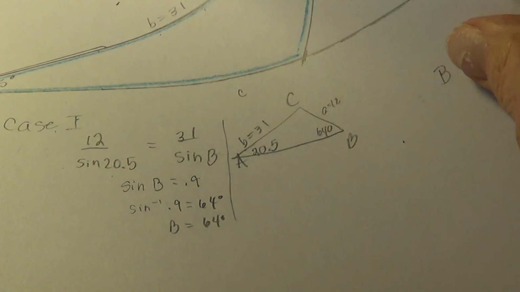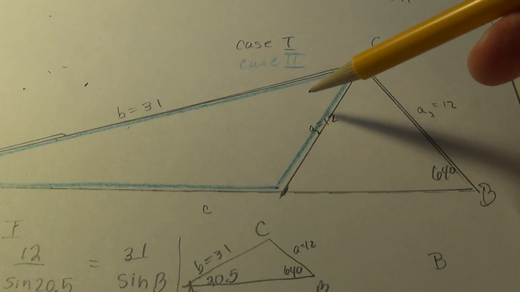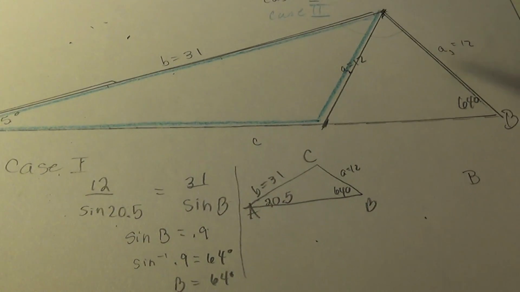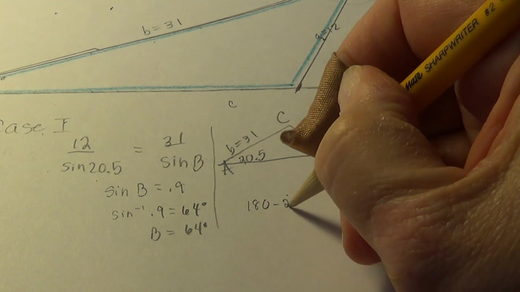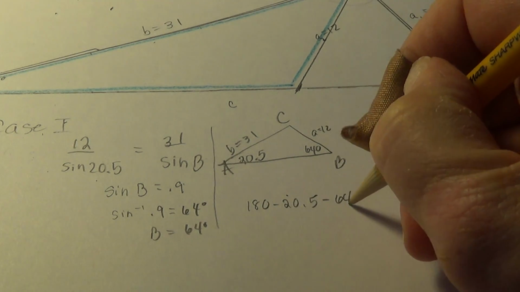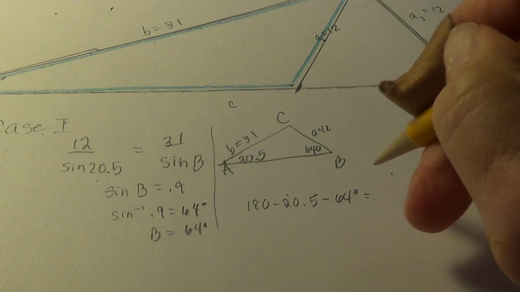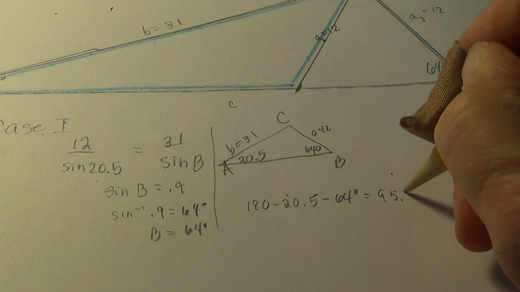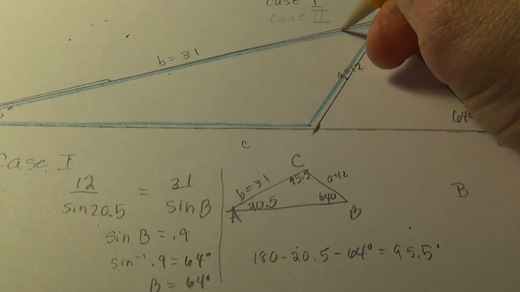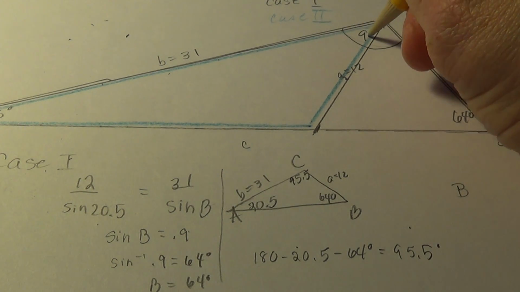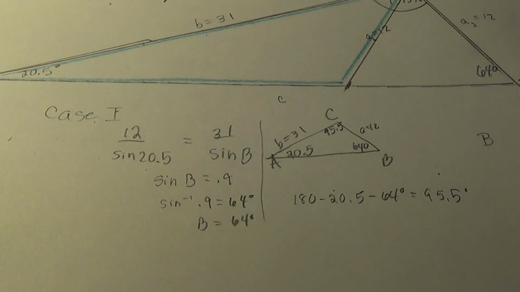Okay, 64. And now that I have angle A and angle B, I can come up with angle C for the first larger triangle by doing 180 minus 20.5 minus 64. And when I did that, I got 95.5. So that goes here. And that's the big one here, 95.5 degrees. All right, so I put them in both my little and my big sketch.